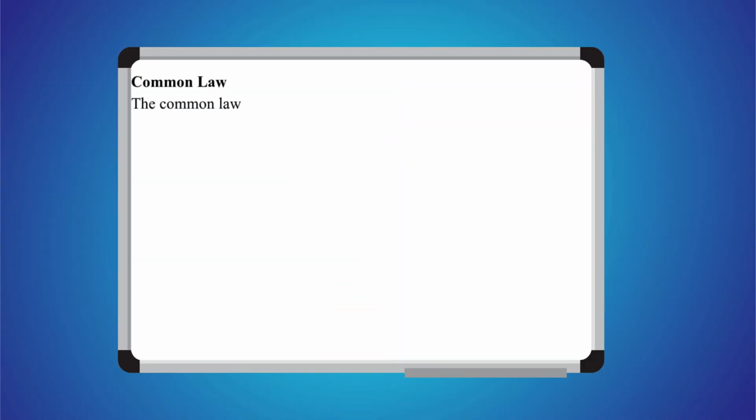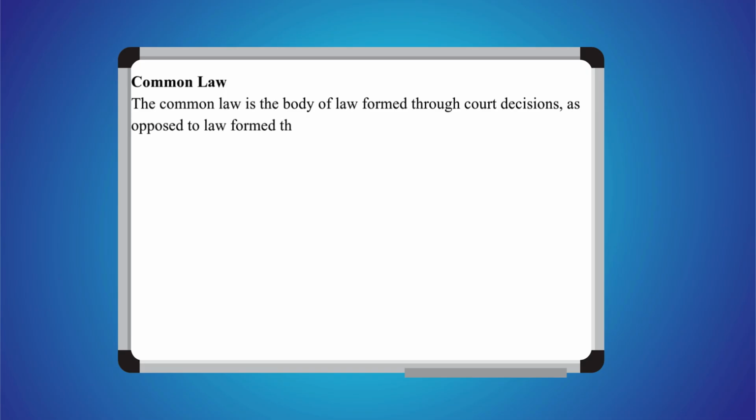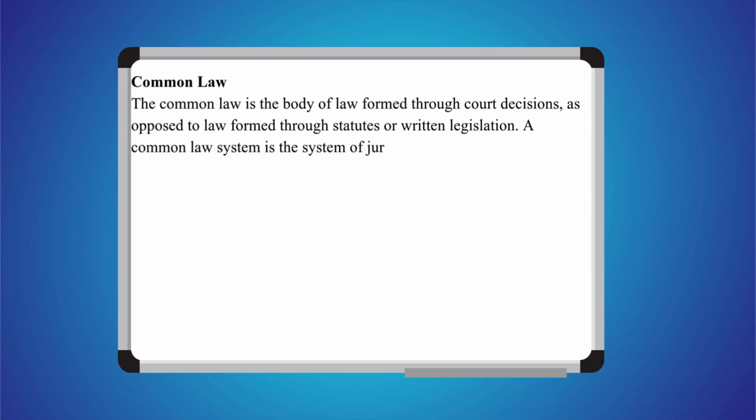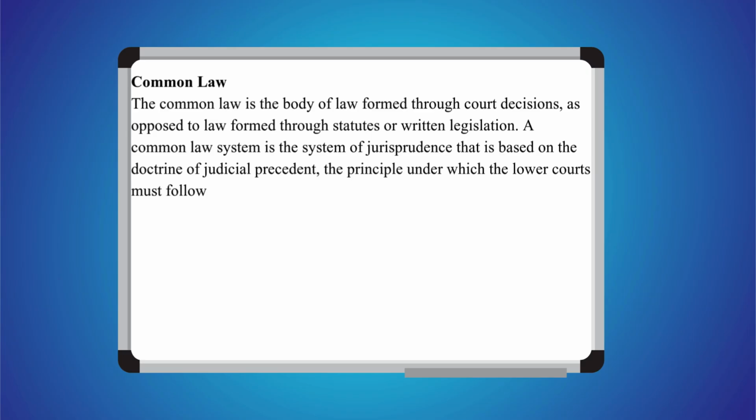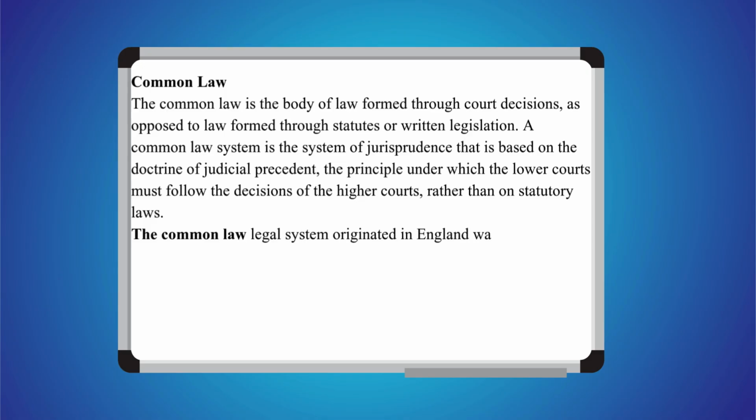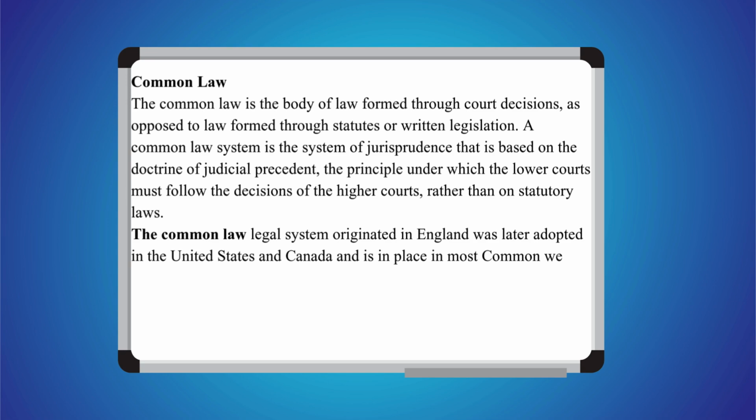Common law. The common law is the body of law formed through court decisions, as opposed to law formed through statutes or written legislation. A common law system is the system of jurisprudence that is based on the doctrine of judicial precedent, the principle under which the lower courts must follow the decisions of the higher courts, rather than on statutory laws. The common law legal system originated in England, was later adopted in the United States and Canada, and is in place in most Commonwealth countries.